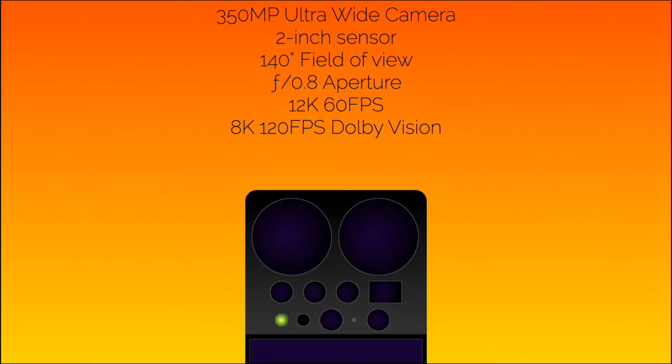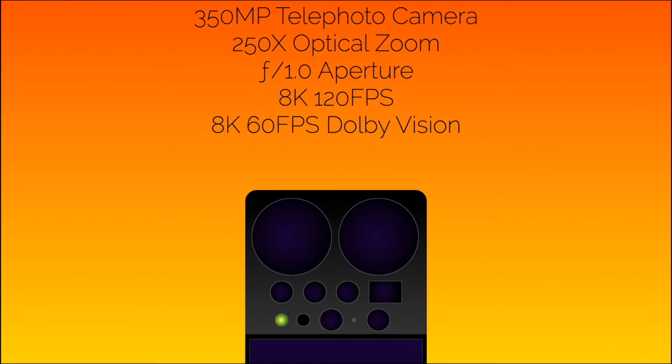Same sensor for an ultra wide camera, however this one has a 140 degree field of view. Same f0.8 aperture, 2-inch sensor, 12K 60 FPS video with 8K 120 FPS in Dolby Vision. We have a 350 megapixel telephoto camera with a 250x optical zoom, f1.0 aperture, 8K 120 FPS video, and 8K 60 FPS video in Dolby Vision HDR.